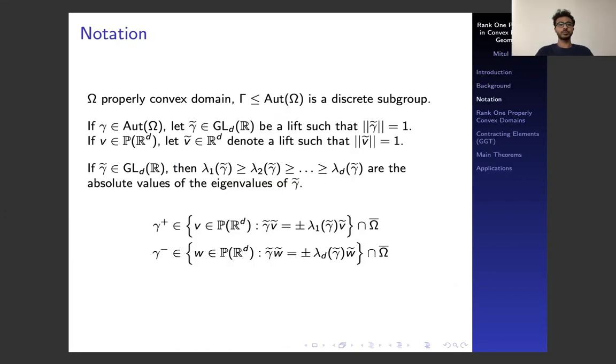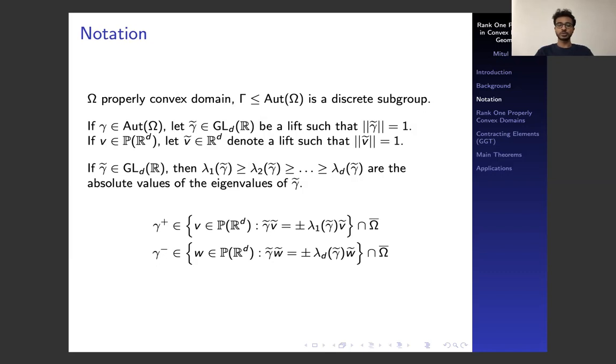Let me also standardize some notation that will be necessary going forward. Omega will always be a properly convex domain. Gamma will always be a discrete subgroup of the automorphism group of omega. If gamma is an element in the automorphism group of omega, then gamma tilde in GL(D, R) denotes its lift of unit norm. If V is a point in the projective space, then V tilde in R^D denotes its lift of unit norm. If gamma tilde is a matrix in GL(D, R), then lambda 1 through lambda D denotes the absolute values of the eigenvalues of gamma tilde arranged in decreasing order.